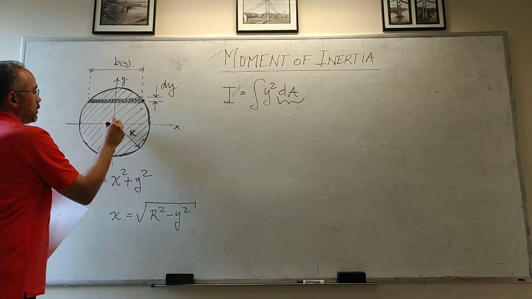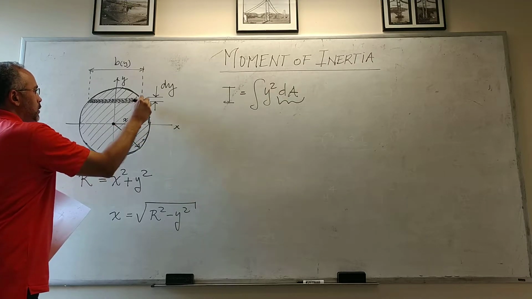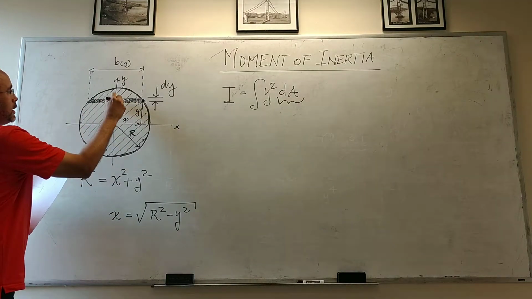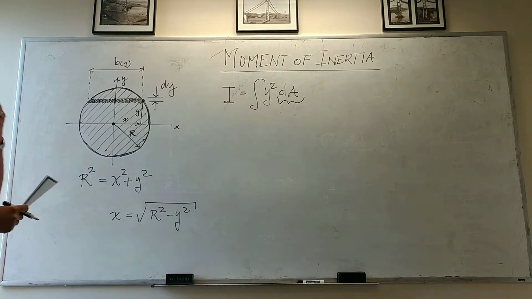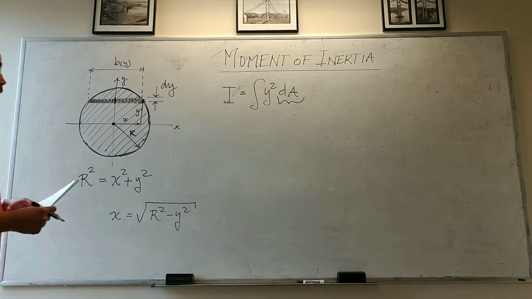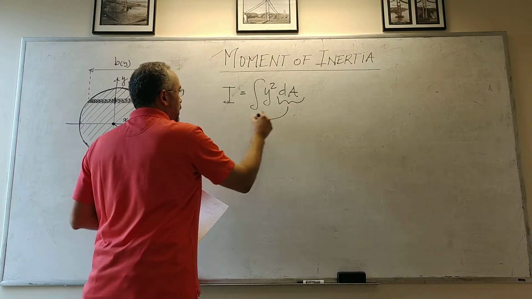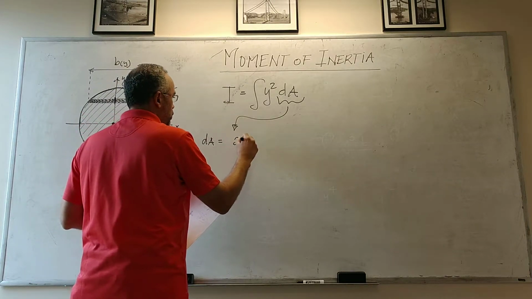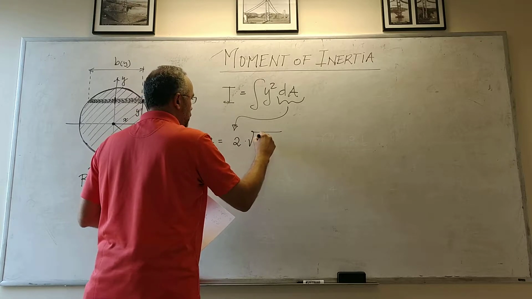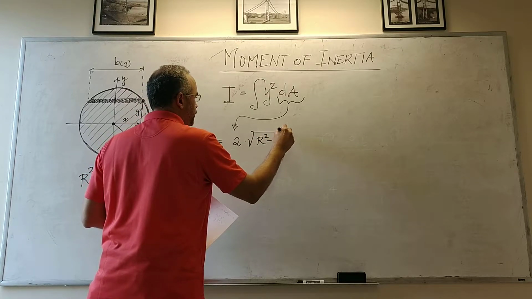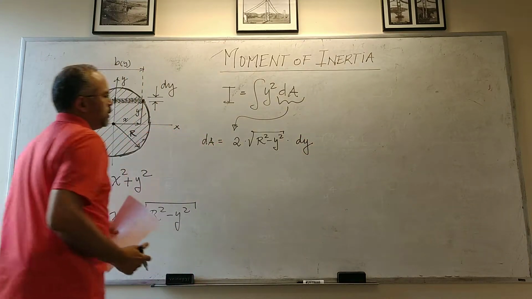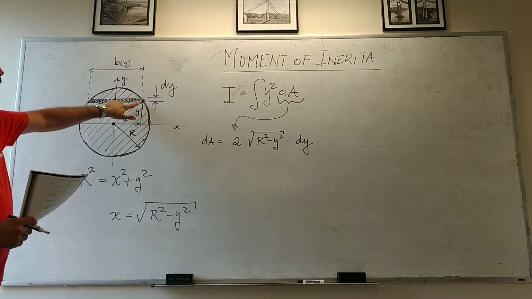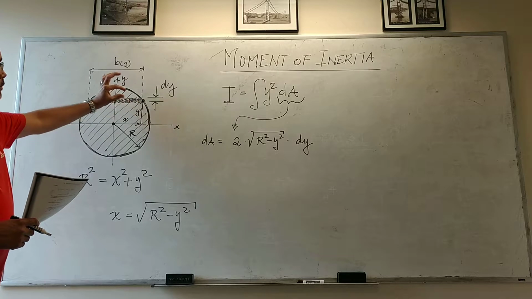Right, so this would be x, this would be y. That would be that distance from here to here. The total width is twice that. So then this dA becomes 2 times the square root of r squared minus y squared times dy. That's b, 2 times that x there, times the thickness.